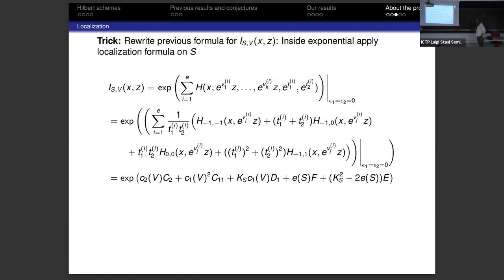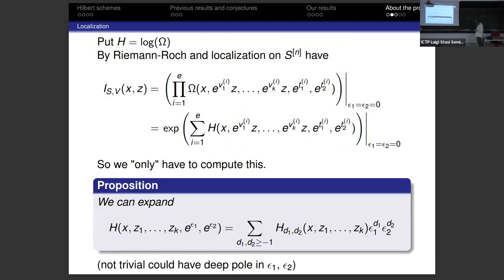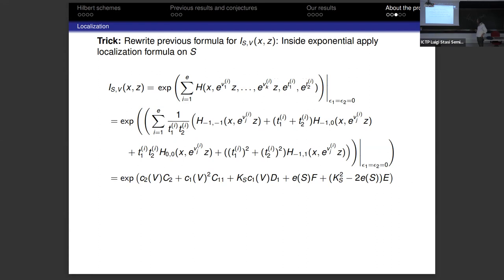So we had this expression from before. Now we put in what we know. We know that this H has only a pole of order 1 in epsilon 1, epsilon 2. And at a fixed point, we replaced epsilon 1 and epsilon 2 by t1i and t2i, so the weights at the tangent space. So if we write out what this is, we get this expression. There are higher order terms, but they don't matter because when you put epsilon 1, epsilon 2 equal to 0, they will vanish. And so we can pull out 1 over this, which is the Euler class of the tangent bundle of the surface, which one always has to divide by when one does localization.